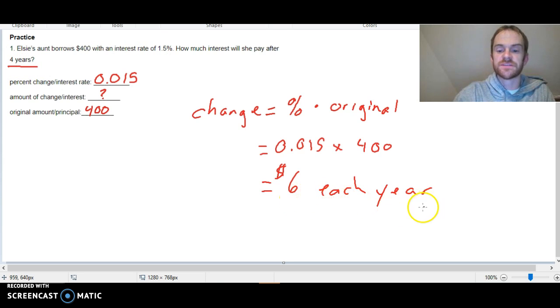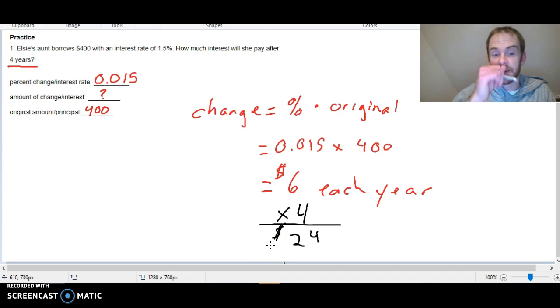Well, if this is how much it is for 1 year, I'm going to multiply that by 4 years to figure out the total amount she's going to pay. So 6 times 4, I know that she's going to pay $24 after 4 years. Now notice, we had a percent change, or an interest rate. The percentage sign clued me into that. I was trying to find the amount of change, or my interest amount. And then I had an original amount. So again, this is just like a percent change problem. Okay, so $24 is the amount of interest.